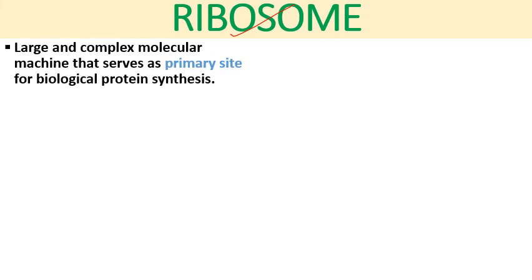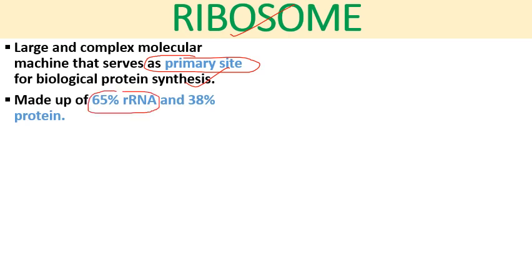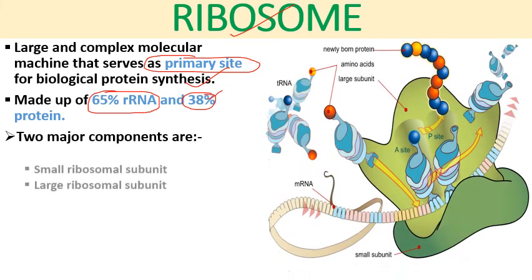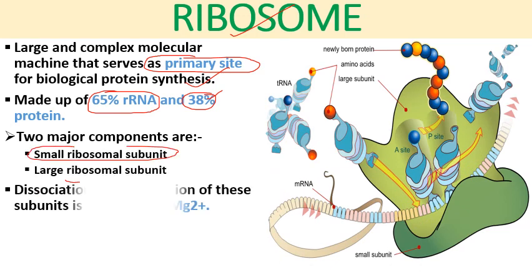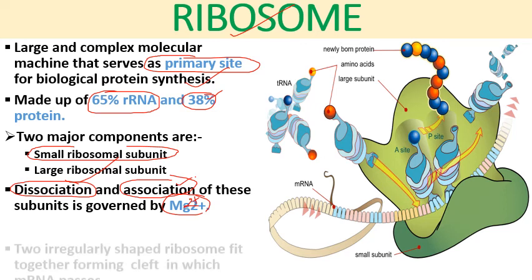So the first requirement is the ribosome, which is known as the protein factory. We have discussed ribosomes in the previous lecture. These are large and complex molecular machines that serve as the primary site for biological protein synthesis. So that's why these are known as the protein factories of the cell. They are made up of 65% rRNA, that is ribosomal RNA, and 35% protein. So this is the basic chemical composition of ribosomes. There are two major components of ribosomes, the smaller ribosomal subunit and the larger ribosomal subunit. The dissociation or association of these two units requires an important ion, that is magnesium ion, which plays an important role in the dissociation and association of these ribosomal subunits.